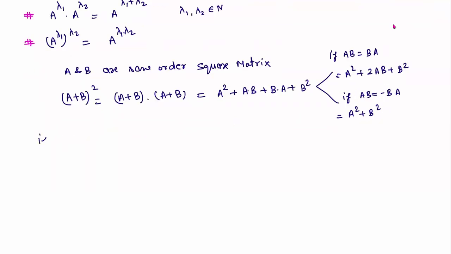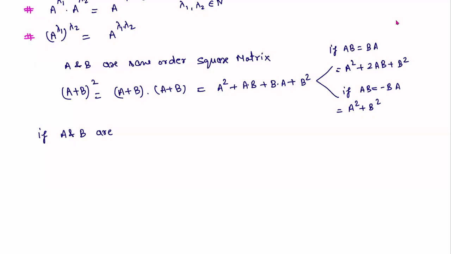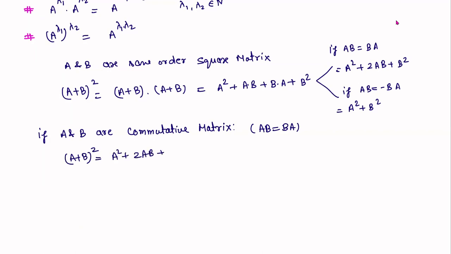So we can say if A and B are commutative matrices, then AB is always equal to BA. So we can write A plus B whole square is A square plus 2AB plus B square. Then we can write A plus B whole cube is A cube plus 3A square B plus 3AB square plus B cube.